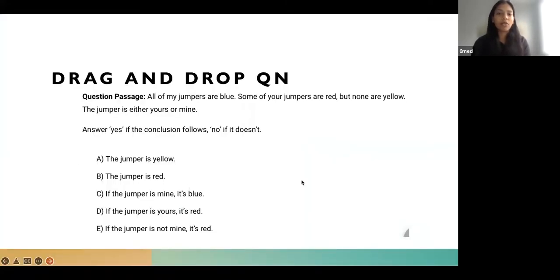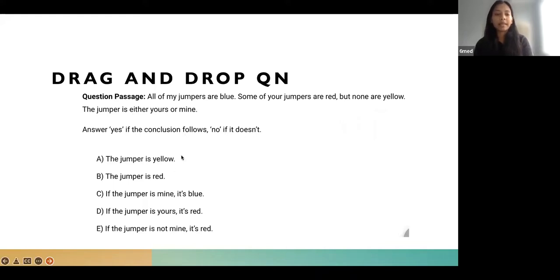So an example of a drag and drop question is this. This question passage is saying, all of my jumpers are blue. So let's label this person as person 1, and this is person 2. Some of your jumpers are red, but none are yellow. The jumper they're talking about is either yours or mine, so it's either person two's or person one's. The statements are a little bit confusing, but just highlight the main texts and you should be okay in terms of answering yes or no to each of these statements. It's saying answer yes if the conclusion follows and no if it doesn't.